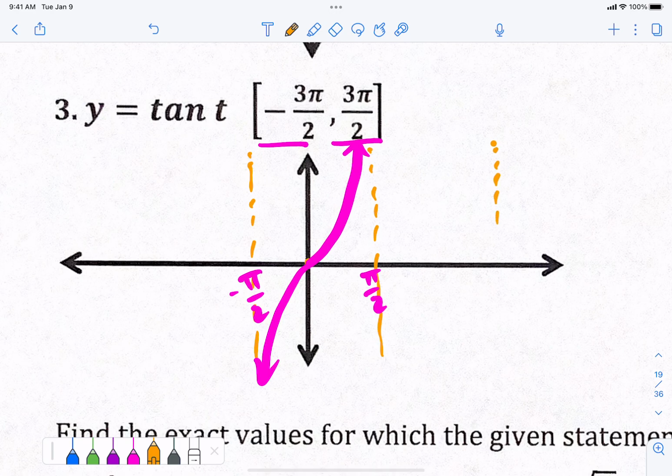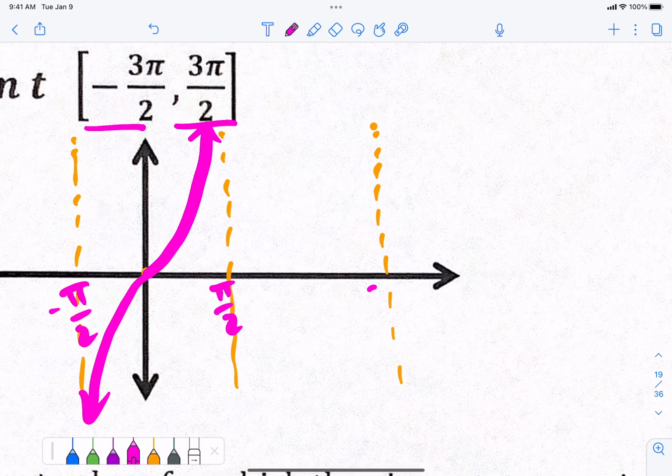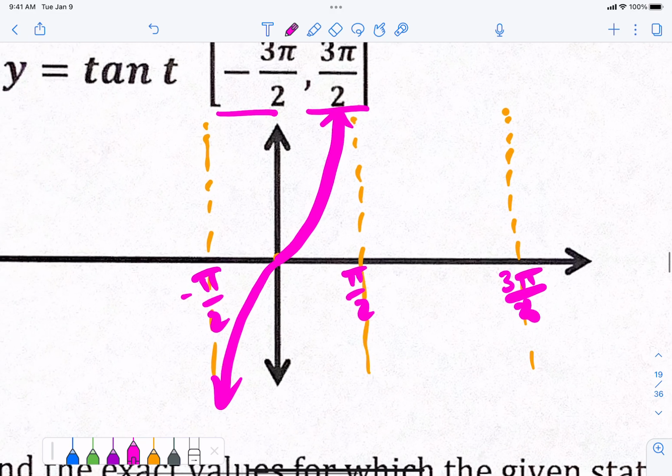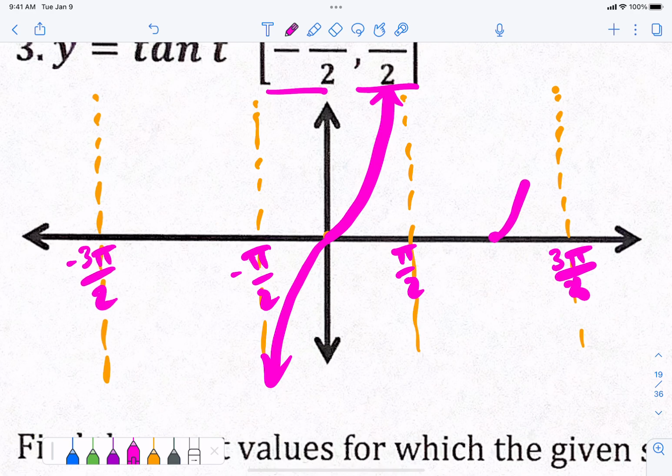So like the next spot over here where his vertical asymptote would be is at 2 pi. Wait, no. 3 pi over 2, right? 3 pi over 2 would be there. Okay? And he has another vertical asymptote over here at negative 3 pi over 2. Hey, that works out nice. So then all I have to do is put my little dot in the middle and go up and go down. And put my dot in the middle and go up and go down.